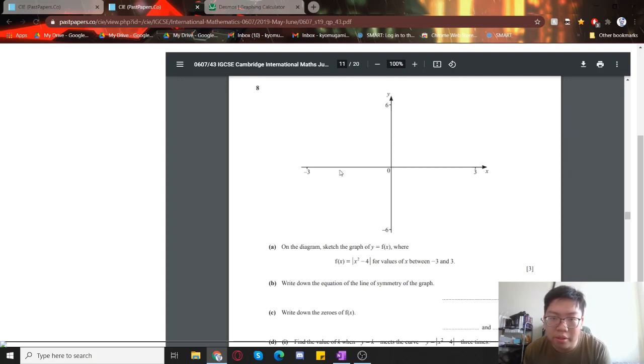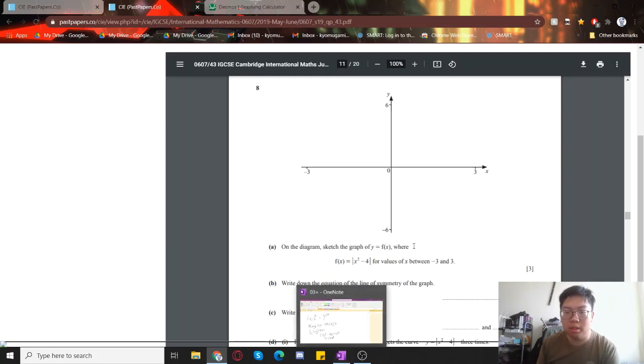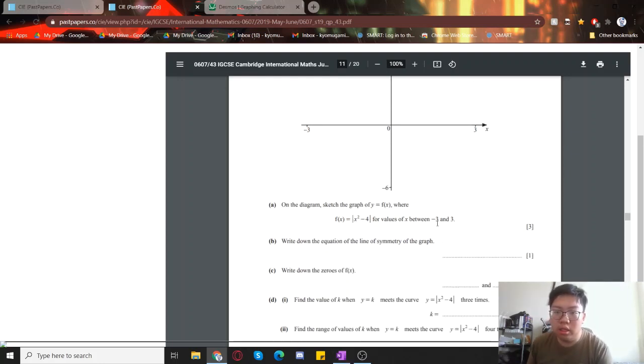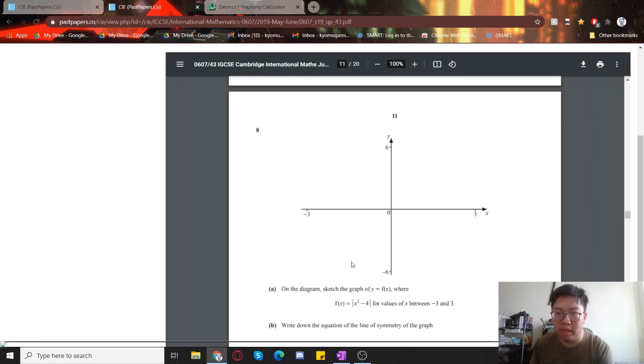So your roots should be at, having seen this, you know that your roots should be at -2 and 2, because if you factorize this, you should get x minus 2, x plus 2. Yep. Okay. Line of symmetry, x equals 0. I mean y. No, x equals 0. Yep.